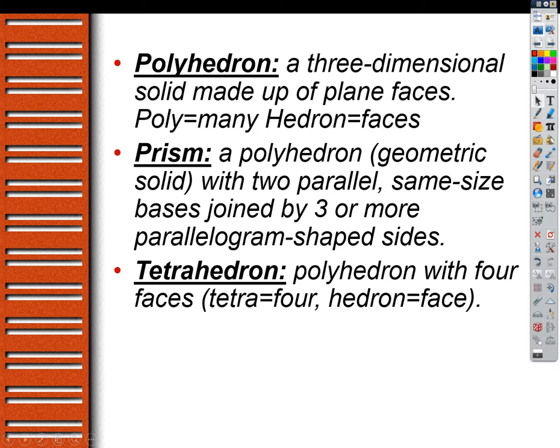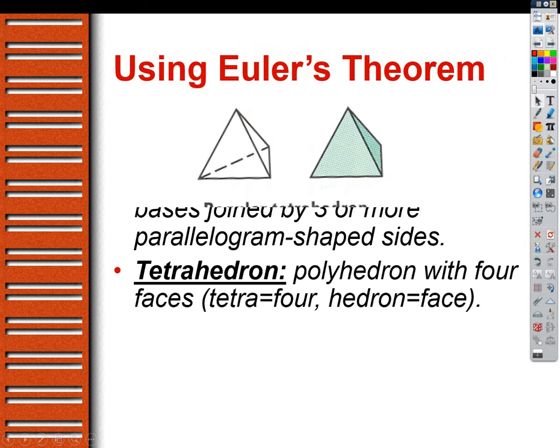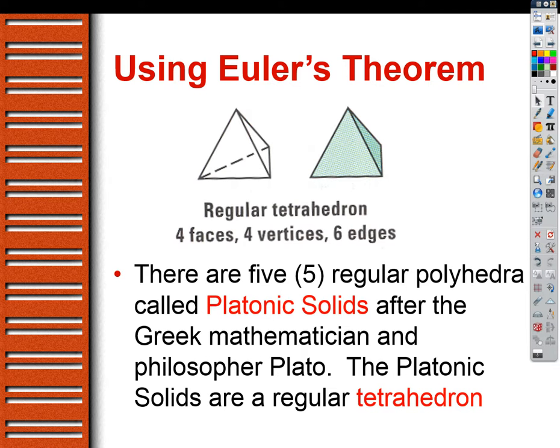So here's our definition. A polyhedron is a three-dimensional solid made up of plane faces. A prism is a polyhedron that has two parallel congruent faces, and all of the lateral sides are going to join to those. A tetrahedron just has 4 faces. So this is a regular tetrahedron, because it's got 4 congruent shapes for faces, 4 congruent equilateral triangles.